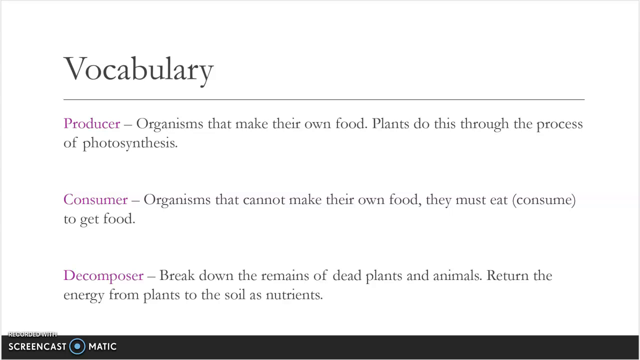Okay. Our producers typically are plants. There are some other organisms that produce their own food that is not like the plant that you think of. So for our sake, we're going to limit it to just thinking of plants. They're making their own food through the process of photosynthesis.